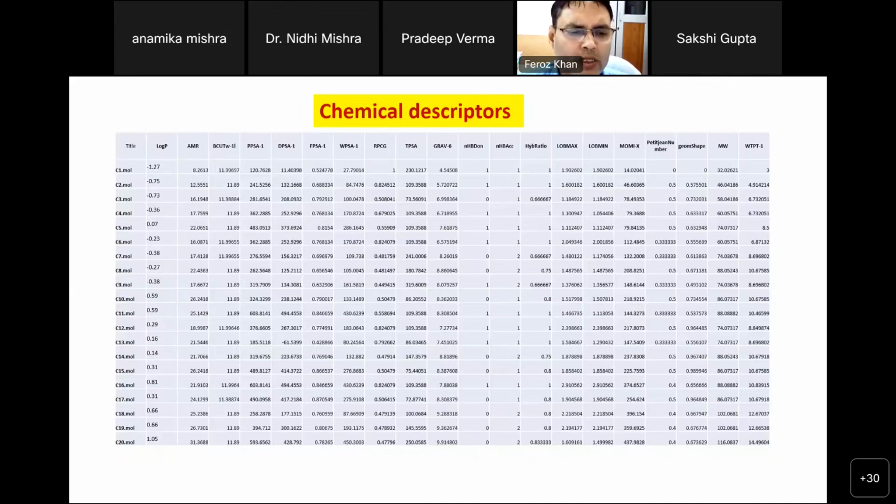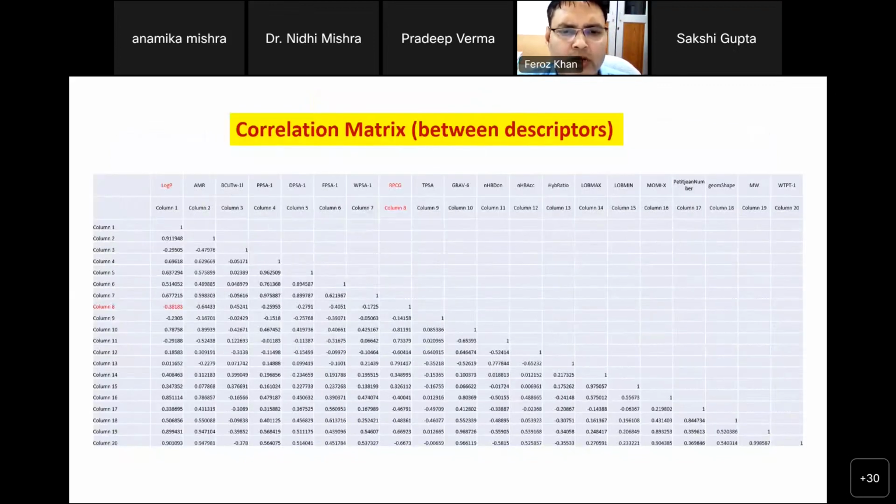You can make a correlation matrix. When you draw it, it looks like this. The correlation matrix reveals the correlation coefficient values, developed between the descriptors. It shows the relationship between one property and the other property.